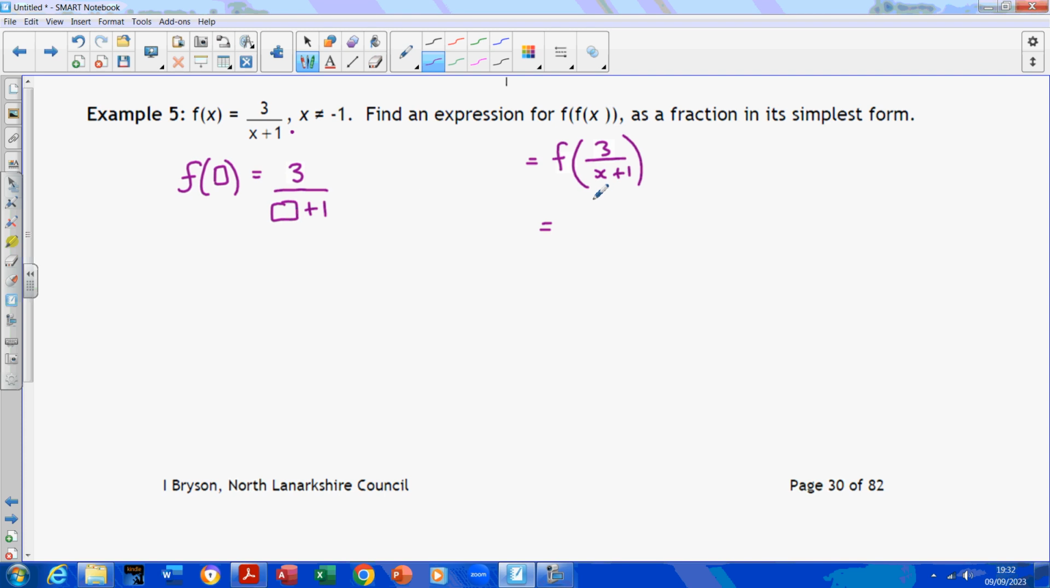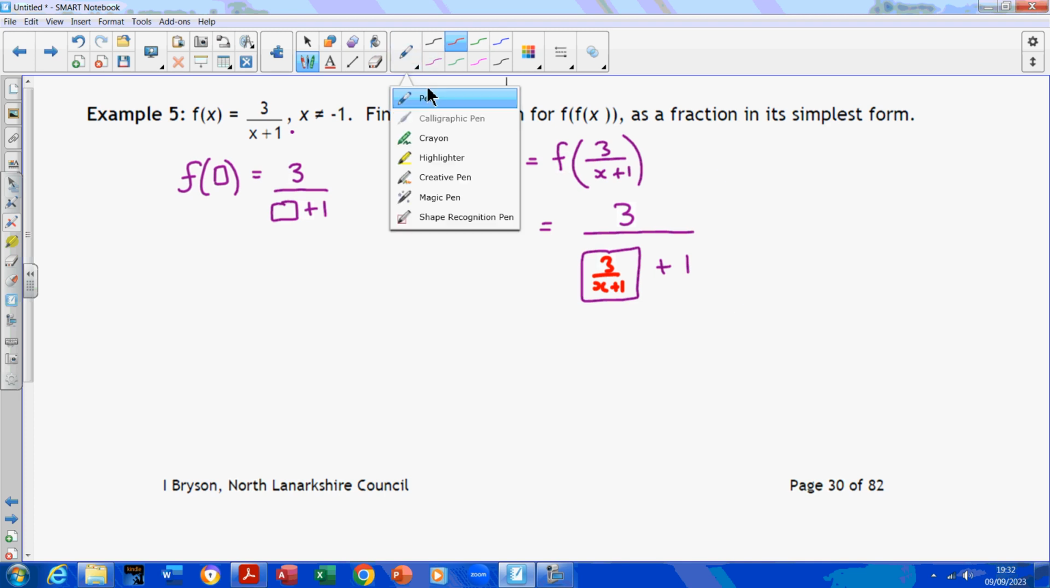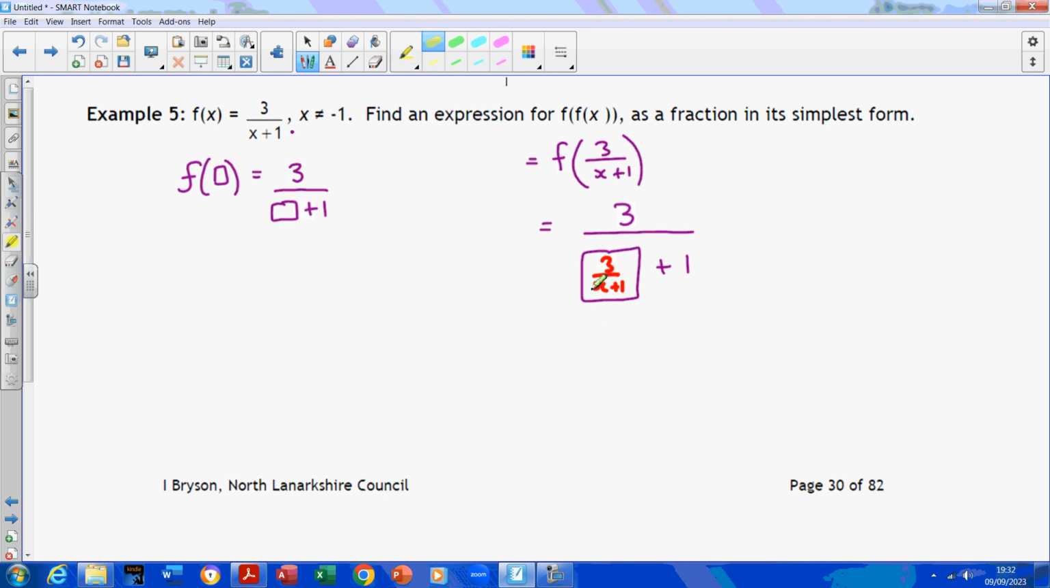So we now have to do the same here. It does 3 divided by the thing in the bracket plus 1. Now, we substitute what's in the bracket, and the bracket is 3 over x plus 1. Now, that looks horrible. That's a horrible mess. And the thing that makes it a horrible mess is this fraction down here at the bottom. So we use a wee trick to get rid of it. If I don't like something, I can multiply top and bottom by that and it will all disappear.